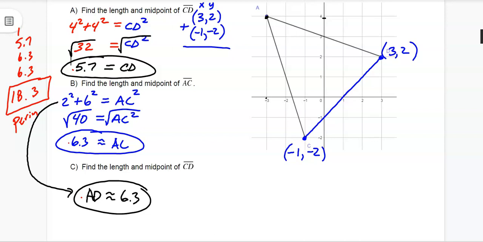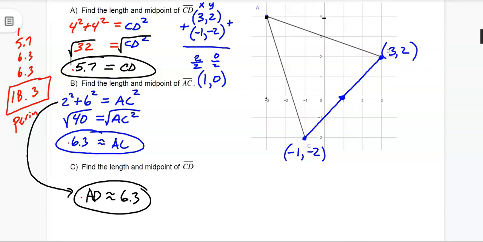So I'm going to add my two x numbers, 3 plus -1, and then divide by 2, which gives me 1. Then I add my y numbers, which -2 and +2 are 0, divided by 2 is 0. So 1, 0 should be the middle. Let's just verify. Over 1, up 0. Hey, that looks good to me. So there's the correct answer for part A.